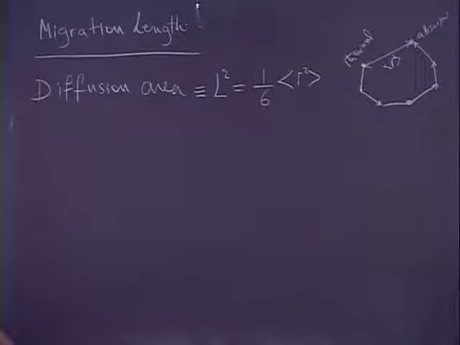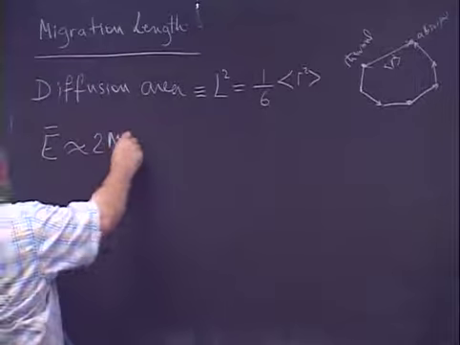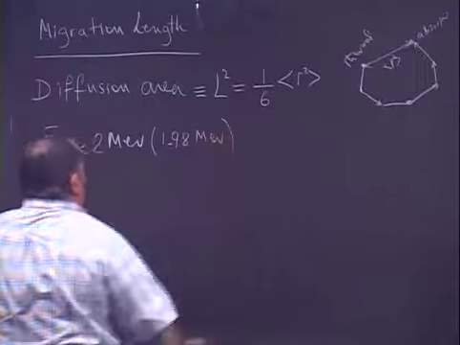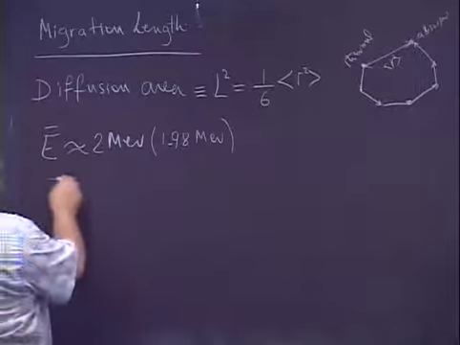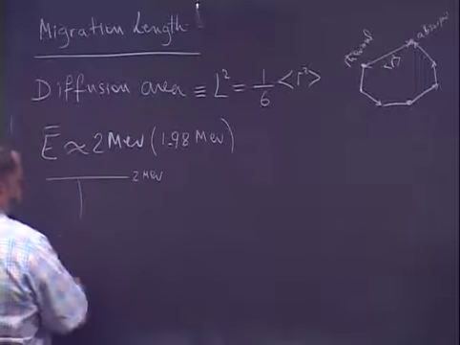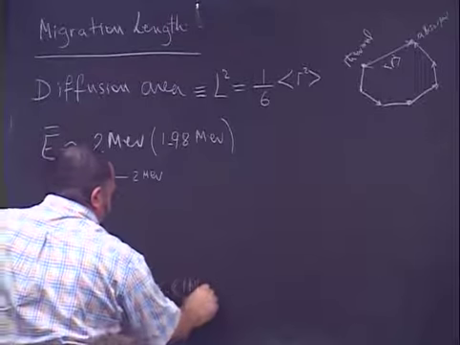So if the neutron is generated at the fission energy, what's the average energy for the neutrons coming from fission? It's 1.98 MeV. So E average is almost 2 MeV, 1.98 MeV for uranium-235. So the neutron will be born with an average energy of 2 MeV, starts slowing down until it reaches 1 electron volt, which is the cutoff for the thermal energy region.